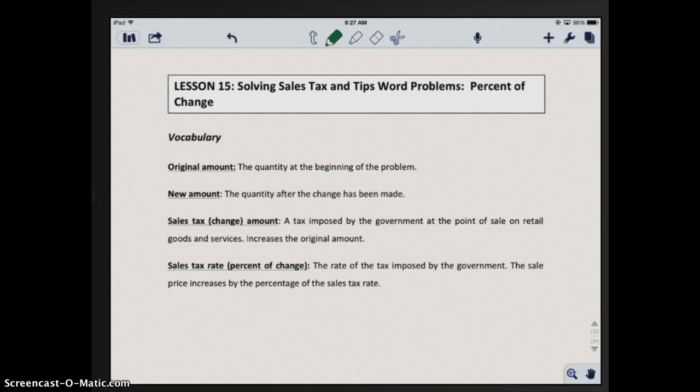Some vocabulary. Original amount, we talked about that yesterday. New amount, talked about that yesterday. Sales tax, we're talking about sales tax today. Something you need to know. If you don't think you need to know about sales tax, you are dead wrong.